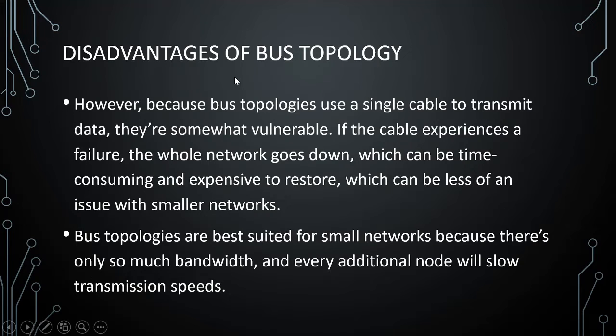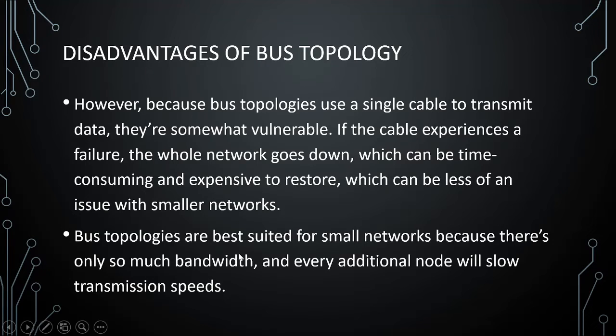So, disadvantages of the bus topology. However, because bus topology uses a single cable to transmit data, they're somewhat vulnerable. If the cable experiences a failure, the whole network goes down. If a line of our cable is cut, then the rest of the network, the devices that are connected, will not function. So which can be time consuming and expensive to restore, which can be less of an issue with smaller networks.